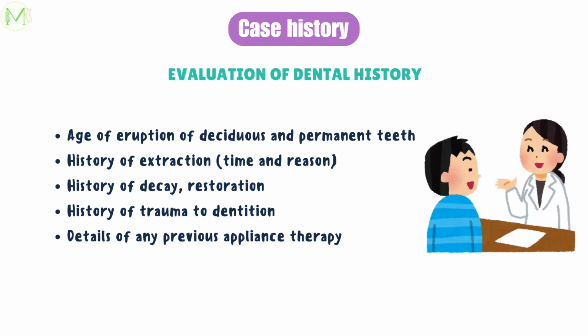Moving on to the evaluation of dental history. By evaluating this, we get an insight into the patient's dental hygiene practices, the nature of past dental treatment, and the patient's attitude towards them. We should ask about any history of extraction. If the patient says yes, then the time and reason for extraction is also noted. Age of eruption of deciduous and permanent teeth, along with the history of any decay, restoration, trauma to the dentition, and details of any previous appliance therapy is also collected.